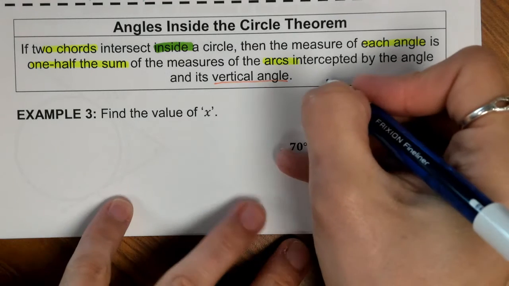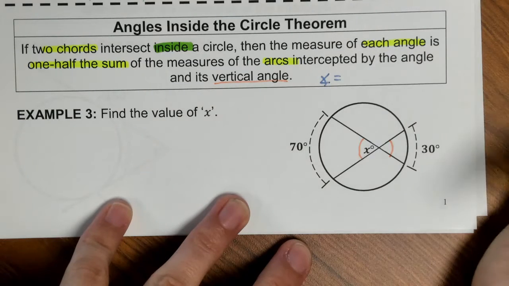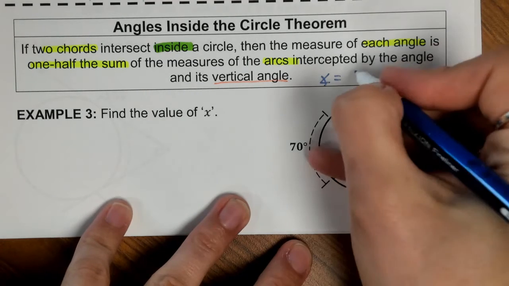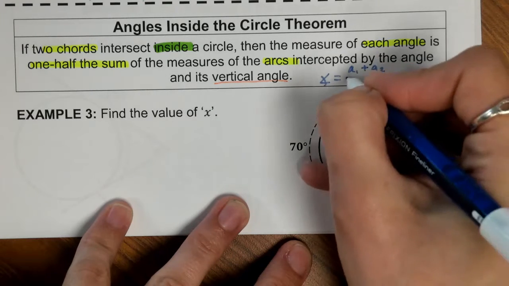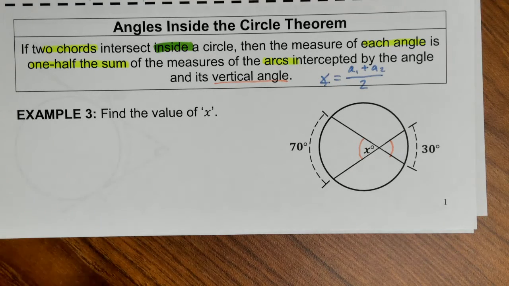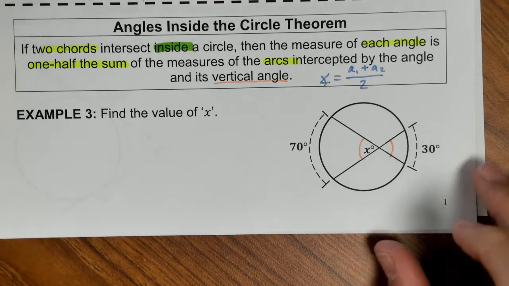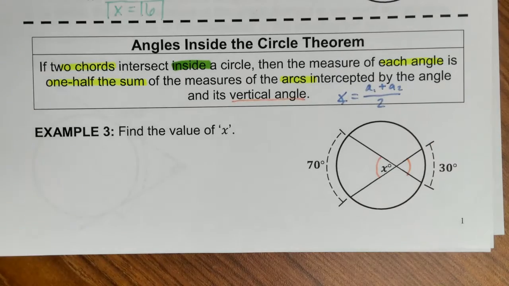Well, let's take a look. Your angle is going to equal half the sum. Well, let's take the sum of the arcs. We'll say A1 plus A2 all over 2. Okay, so we can use that formula kind of like when we were dealing with our quadrilaterals and we did base 1 plus base 2 over 2. Same thing with area of a triangle, base times height over 2. All right, same thing as taking half.